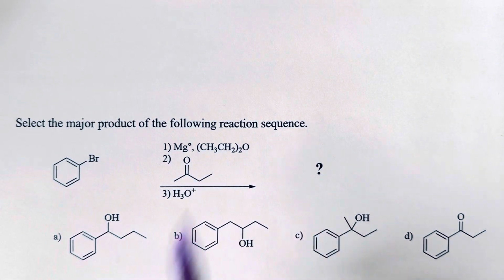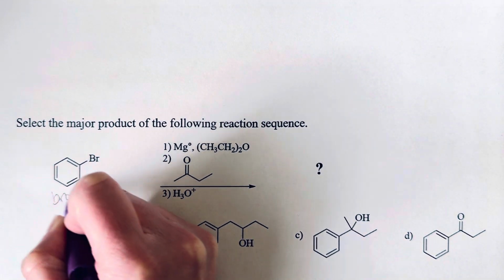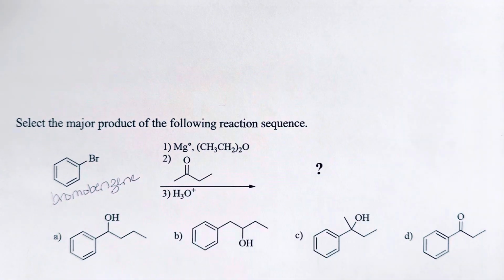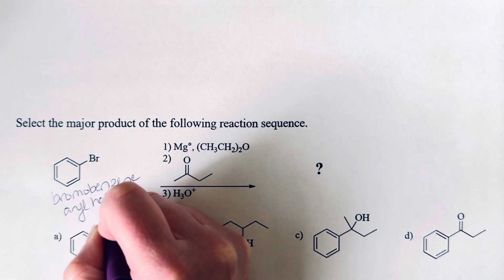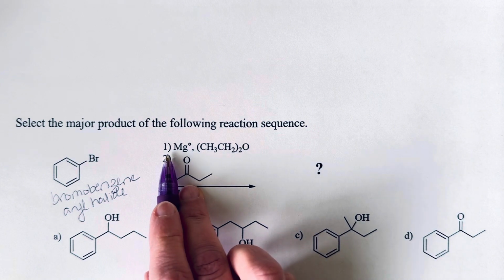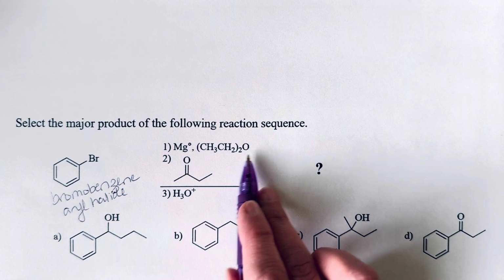Select the major product of the following reaction sequence. If we take a look at what we have, we see that we are starting with bromobenzene. So we've got an aryl halide here as a general class of compounds, and we are in the very first step reacting that with magnesium metal, and we have diethyl ether solvent.